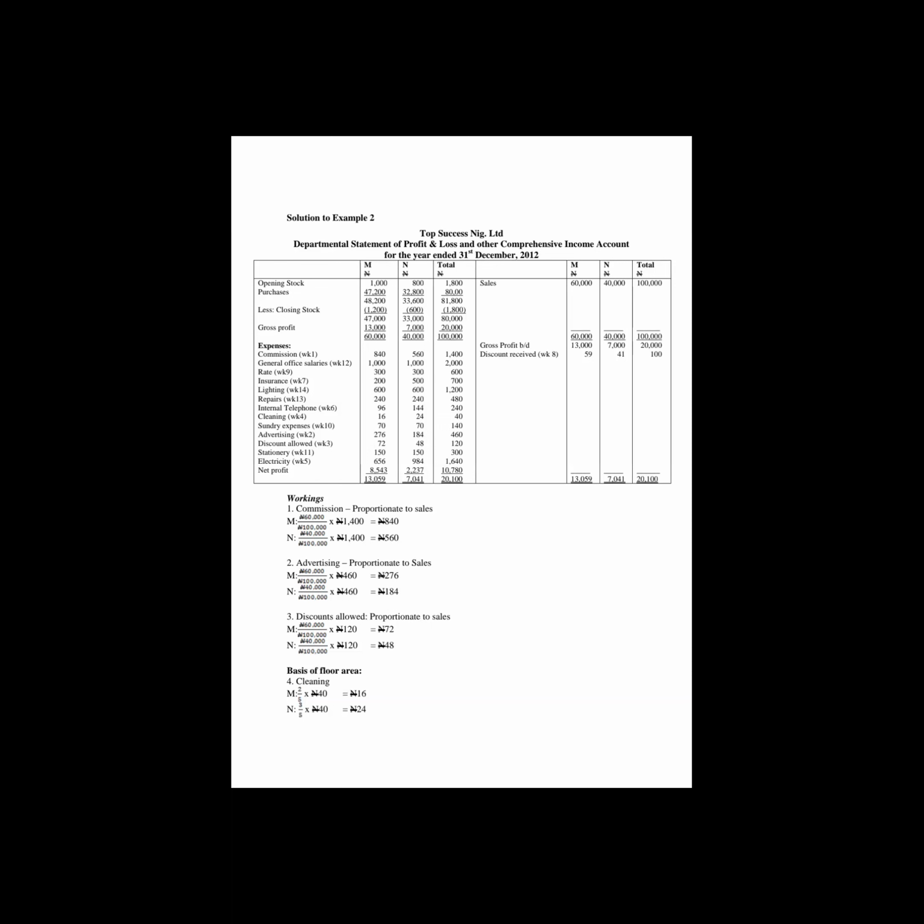What do we have as working number one? It borders on what? Commission. So we now say commission. Commission for department M is what? 840. Good. For department N is 560. Total is 1,400.